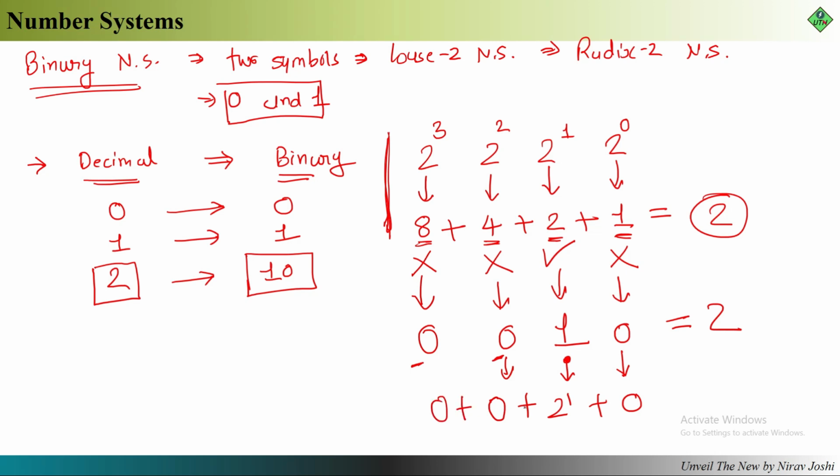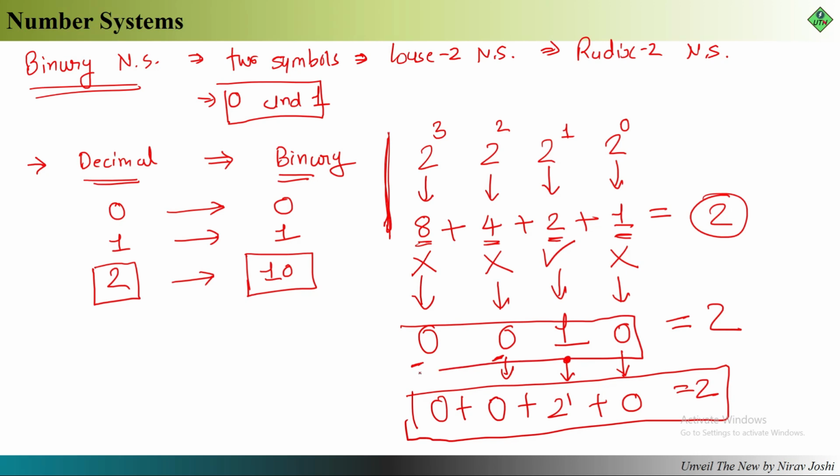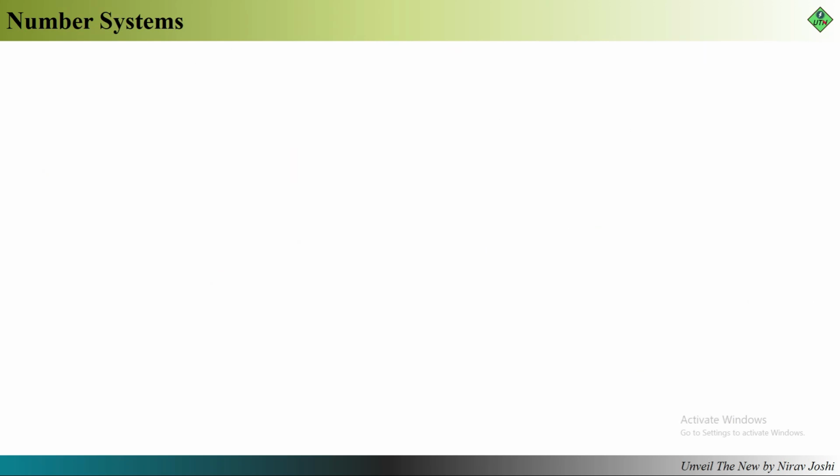So 0 plus 0 plus 2 plus 0 will be equal to 2, right? But in binary, what we have is 0, 0, 1, 0. Zeros that are before 1 have no meaning. So basically it is nothing but 1, 0, right? So this is how we convert the decimal number into binary. Now we will take more examples so that you get a clear idea.